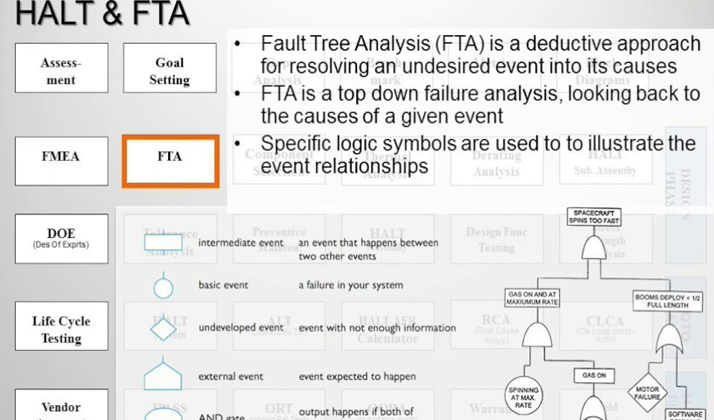Fault tree analysis. A fault tree analysis is a deductive approach for resolving an undesired event and its causes. So you're starting this, unlike the FMEA where you're speculating about failure modes, you have an identified failure mode that you want to understand better. And a lot of times, FTAs are represented in logic diagrams similar to this.